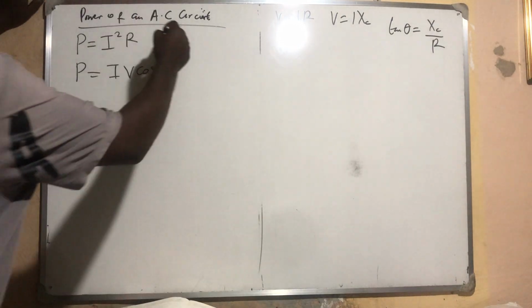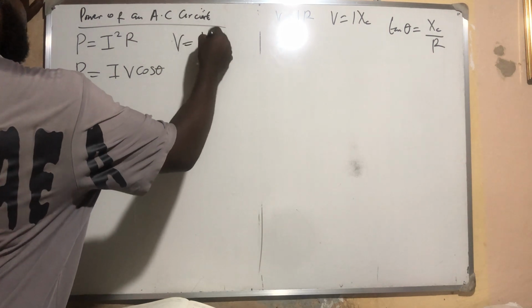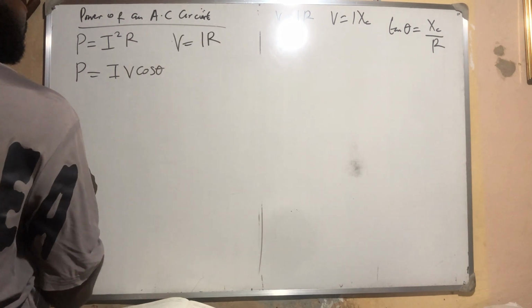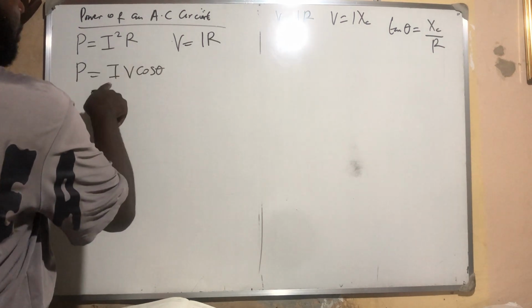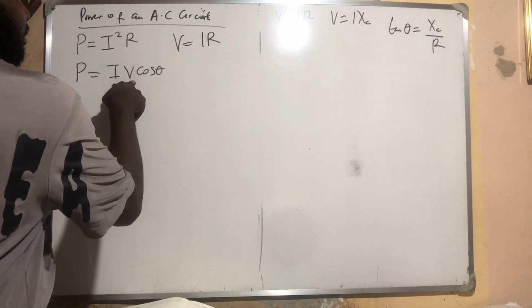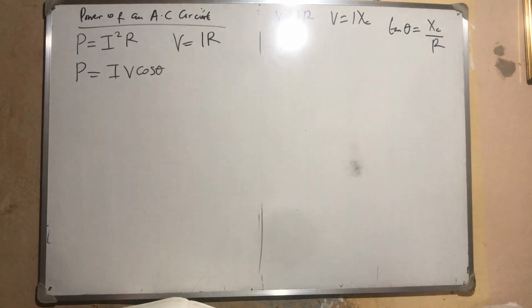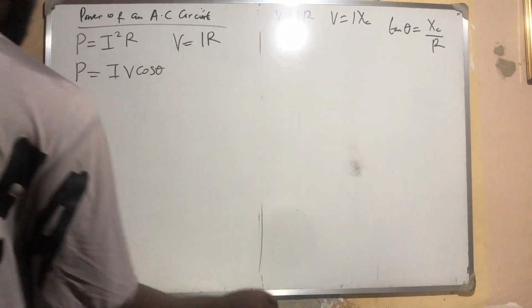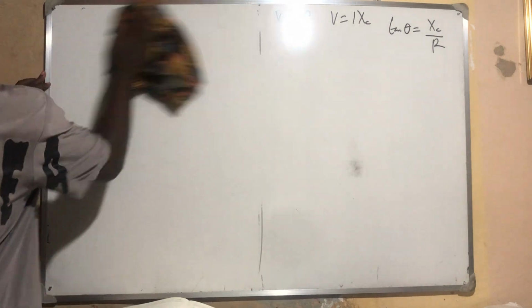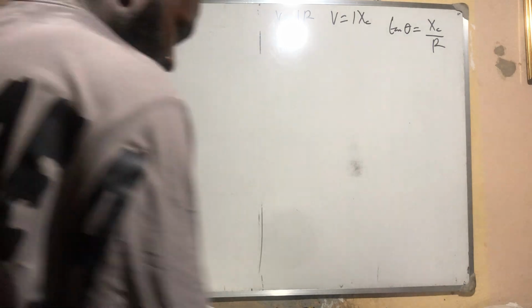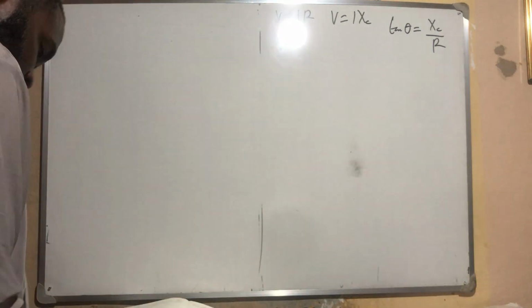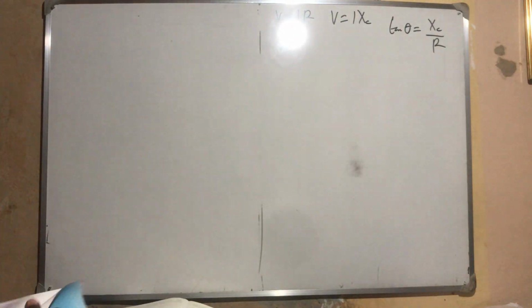But don't forget that V is equal to IR. So if you remove one of the I and R, that is how we got our IV. But if there's a phase angle, you will now say IV cos theta. So we'll now start solving calculations involving an alternating current circuit.